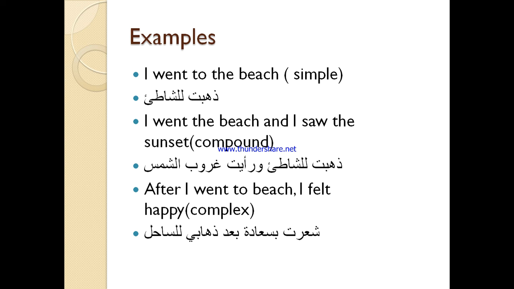The second kind of sentence: I went to the beach and I saw the sunset. This kind is a compound sentence. It is composed of two simple sentences joined by and. When you translate it, you can start translating either the first part or the second. Each of them is correct. For example, ذهبت للشاطئ ورأيت غروب الشمس.